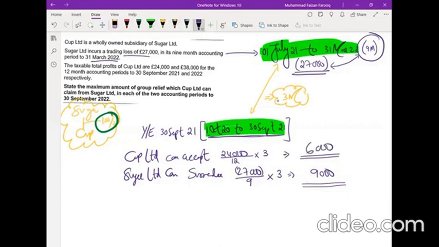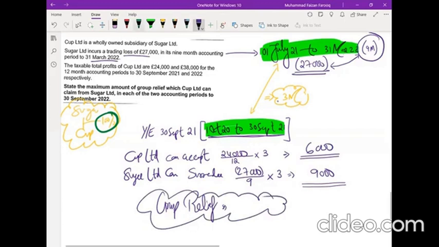And what we learned, the group relief is the amount which is higher of or lower of? Lower. Which will be the final answer for this year, which is 6,000. This is how we can work if corresponding accounting periods are there. Note it down. We have the second year as well, and for the second year end we will do the same thing. But first, note it down. Ask if you have any questions in your mind, then we will continue.